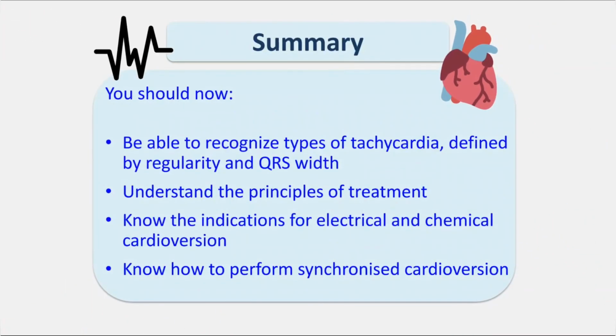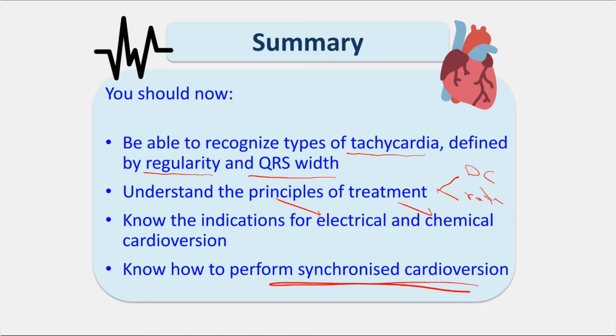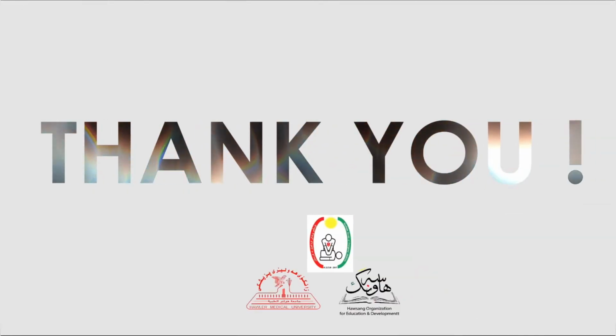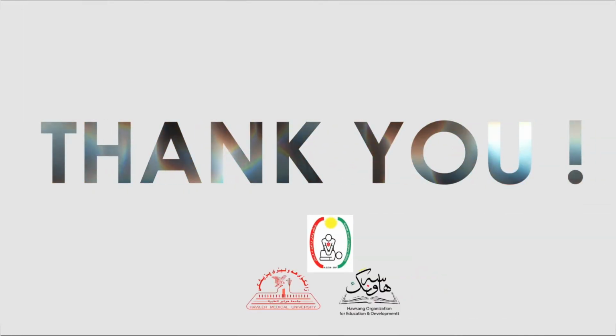In summary, now you should be able to recognize different types of tachycardia by their regularity and by the width of their QRS. Understand the principles of treatment, whether you give DC, whether you give rate control, or whether you give rhythm control. Know the indications for electrical or chemical cardioversion, and know how to perform a synchronized cardioversion. And thank you so much.